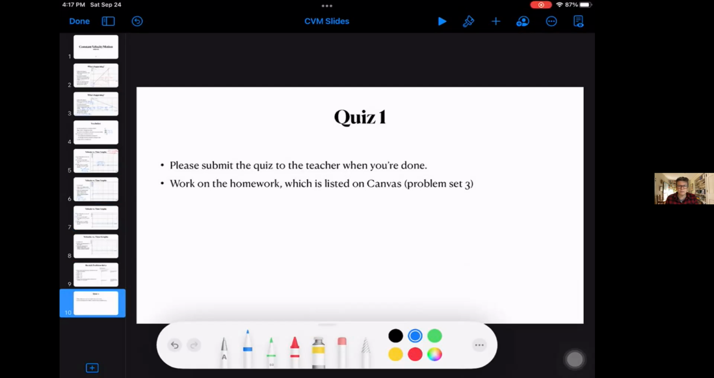Your homework, it's on Canvas, but it is to do problem set 3. You have that in your packet of problem sets.